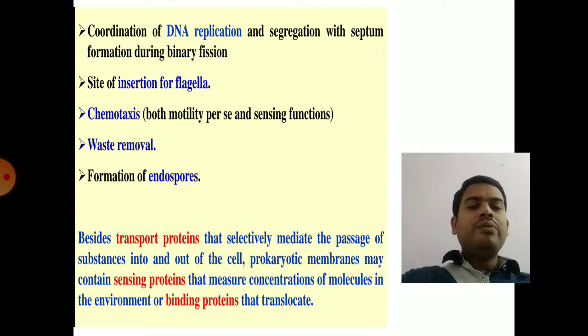That means chemotaxis, which is mobility away from or towards chemical compounds. The plasma membrane also plays an important role in the removal of waste and endospore formation in bacterial cells. Apart from all these functions, it plays an important role in quorum sensing, which is the behavior of bacterial cells in the presence of chemical compounds.